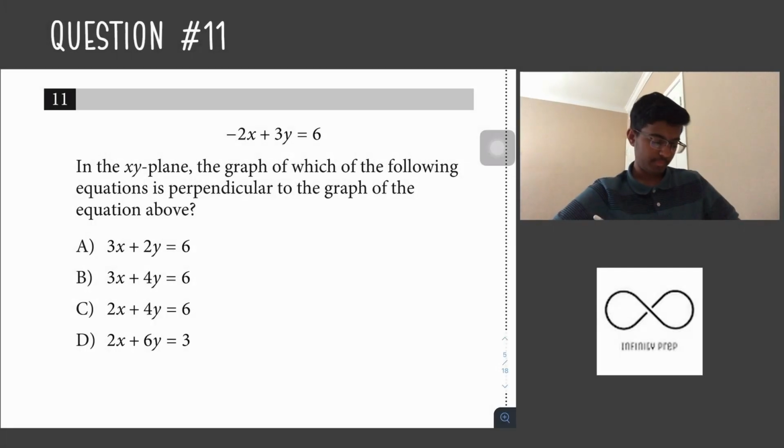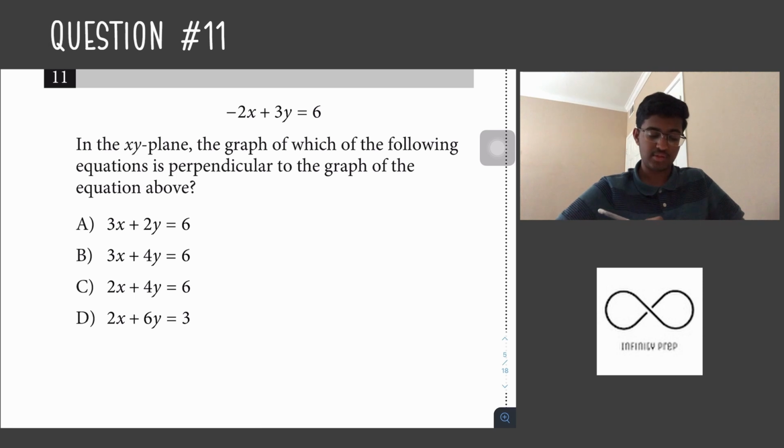Question number 11. In the xy plane, the graph of which of the following equations is perpendicular to the graph of the equation above? Equation above is negative 2x plus 3y equals 6. Two equations are perpendicular if their slopes are the negative reciprocal of each other. All these equations here are given in standard form, so we can find the slope of each of these equations by doing negative a over b, with negative 2 corresponding with a, 3 corresponding with b, which is the same for all the equations in the answer choices.